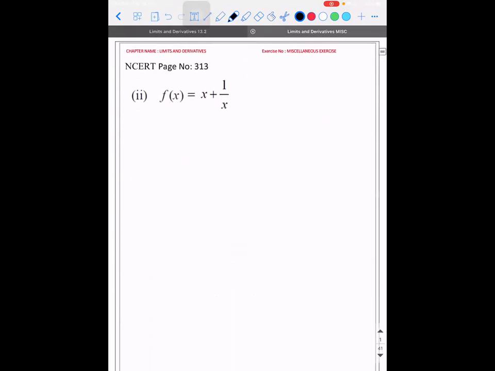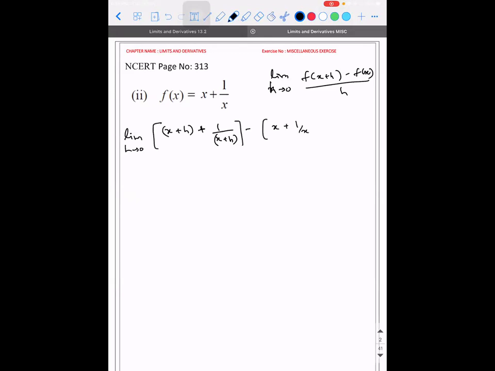So the second one also they want us to find using the first principle. So limit h tends to 0. The formula I'll write here. Limit h tends to 0, f of x plus h minus f of x, the whole divided by h. f of x plus h is x plus h plus 1 by x plus h minus x plus 1 by x, the whole divided by h.